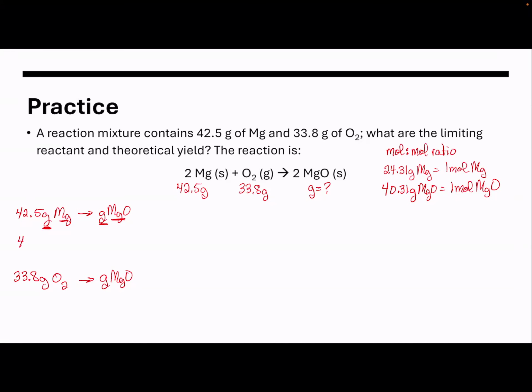We're going to begin the problem with the piece of information that we have been given. So we're going to start with the 42.5 grams of magnesium. Our very first conversion factor is going to need to have grams of magnesium. So I'm going to use the molar mass of magnesium. So that's 24.31 grams of magnesium is equal to 1 mole of magnesium. The grams of the magnesium go in the denominator so that the unit and the substance will cancel out.